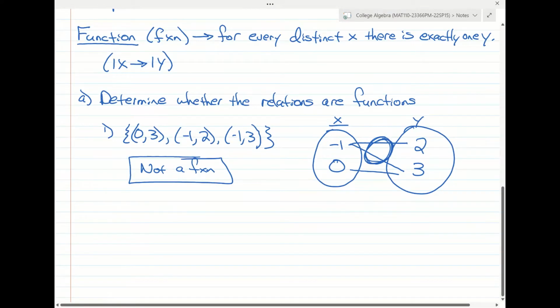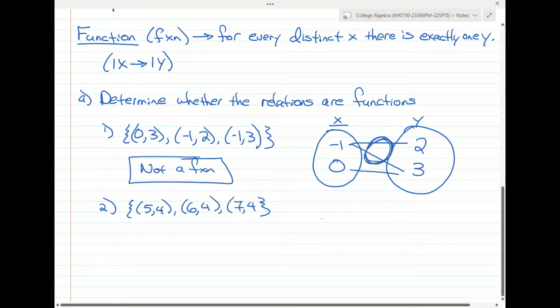Let's go back to the definition. The definition is every x only goes to one y value. If that's not true, then it's not a function. What about if we had (5, 4), (6, 4), and (7, 4)?